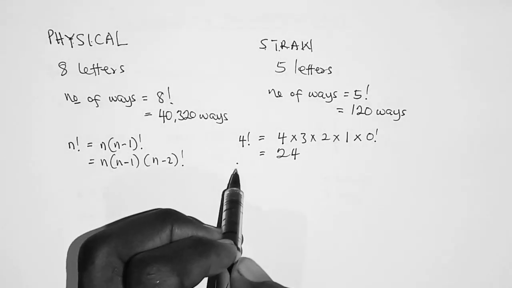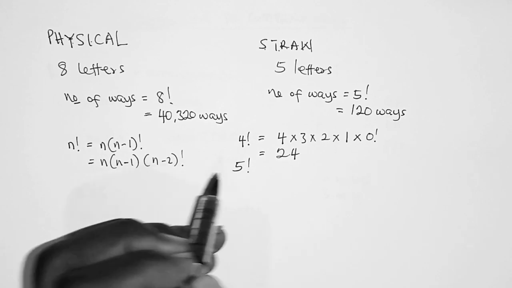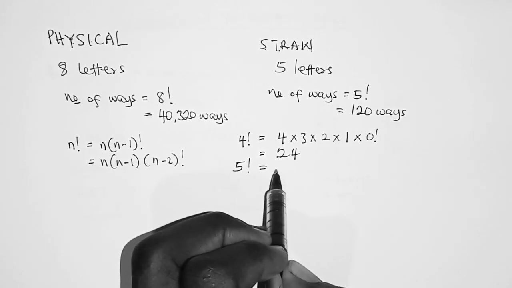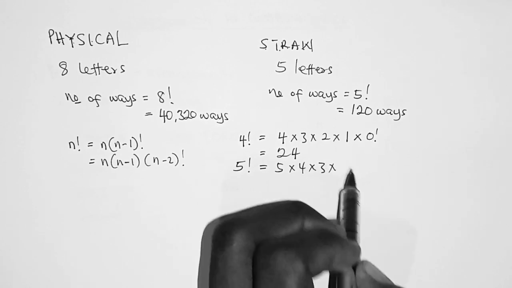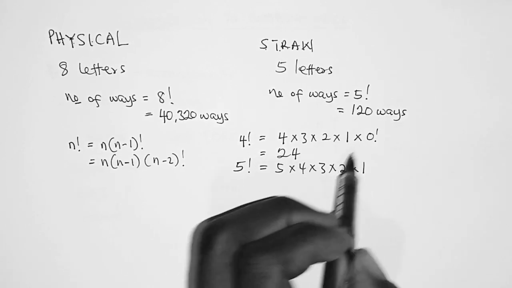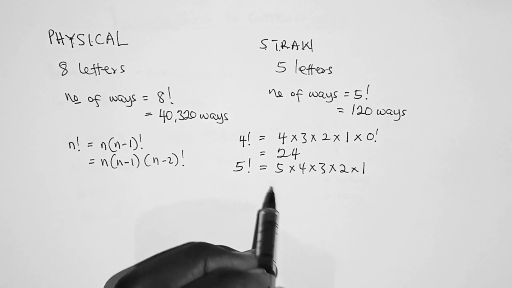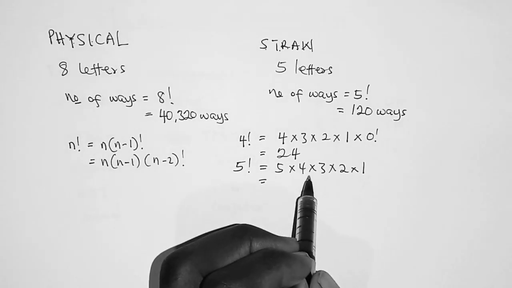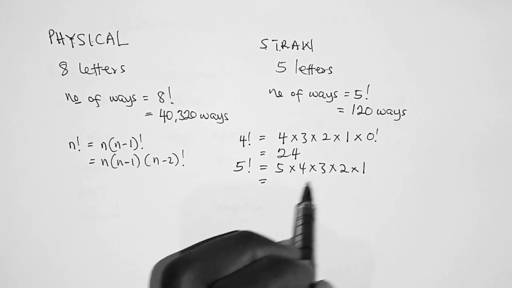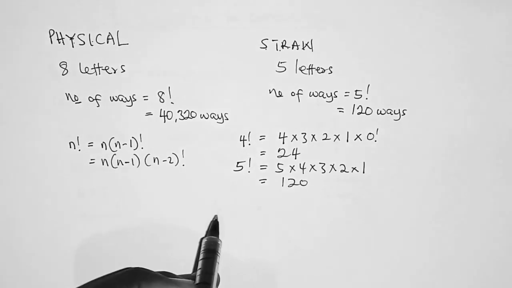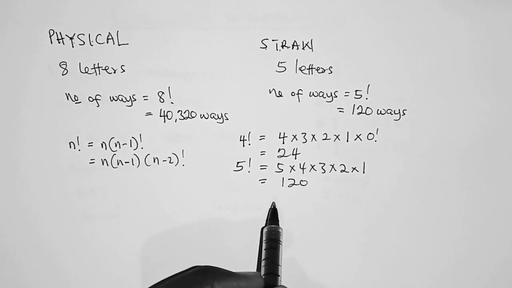Let's say 5 factorial. 5 factorial is equal to 5 times 4 times 3 times 2 times 1. Then 0 factorial is 1. So this is equal to 5 times 4 is 20. 20 times 3 is 60. 60 times 2 is 120. And therefore 5 factorial is 120.